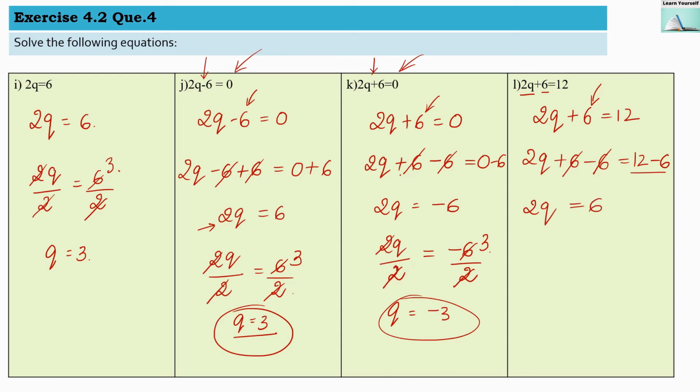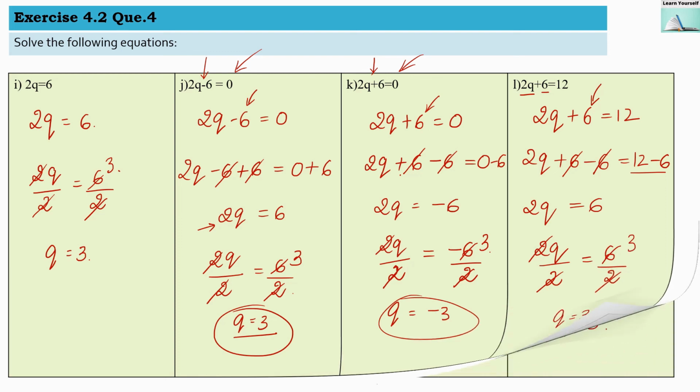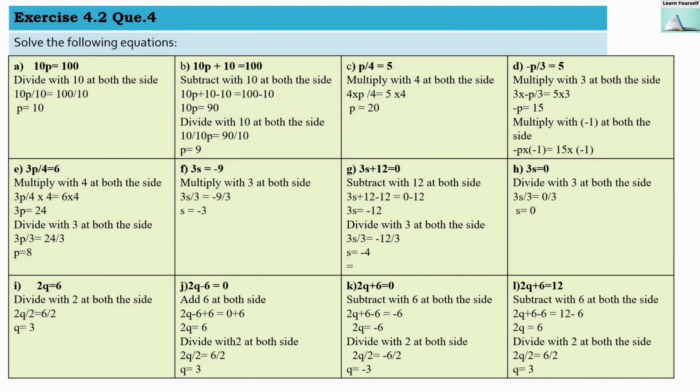Now comes the multiplication. 2 is in multiplication, so we are going to divide by 2 to remove this 2. On both sides we are going to divide by 2. So this 2 and this 2 will get cancelled out and here we will get 3. So q equals 3 will be the answer. Now this is how we are going to write it in a notebook in a stepwise manner. Whatever operation we are doing, we have to mention that first and then do it and solve the equation.